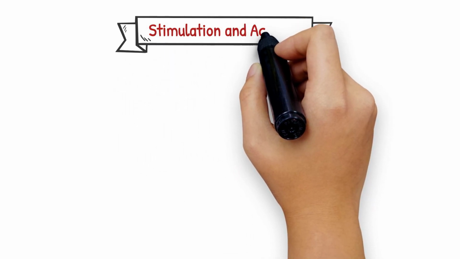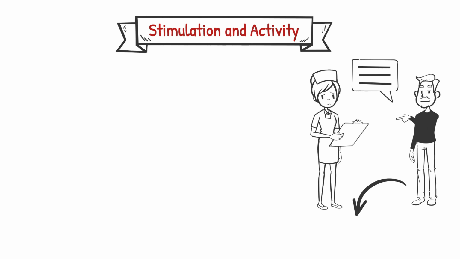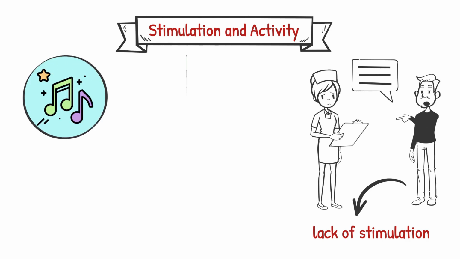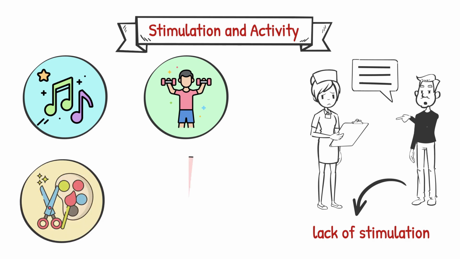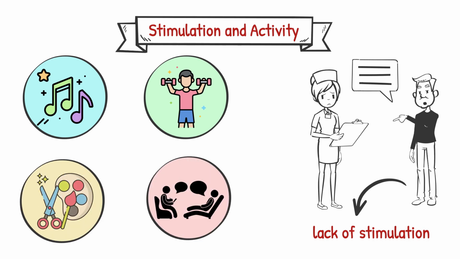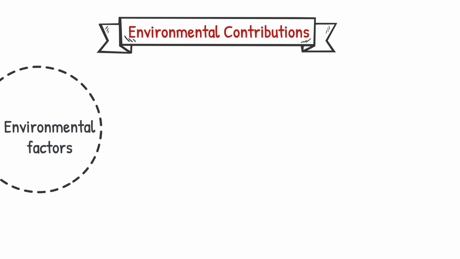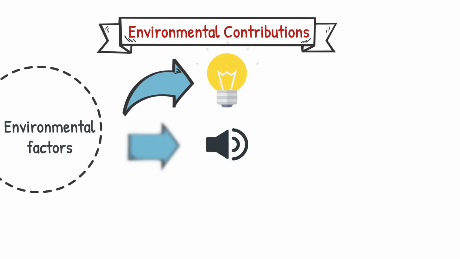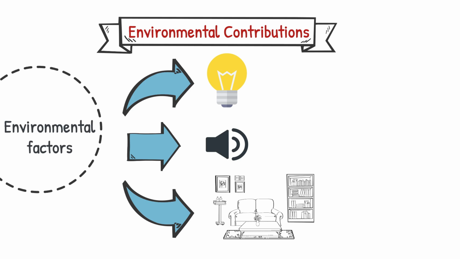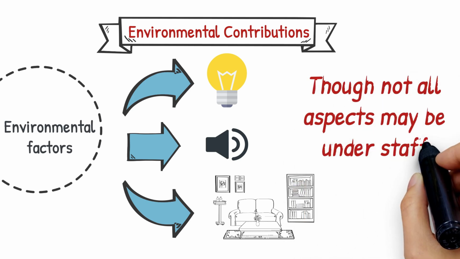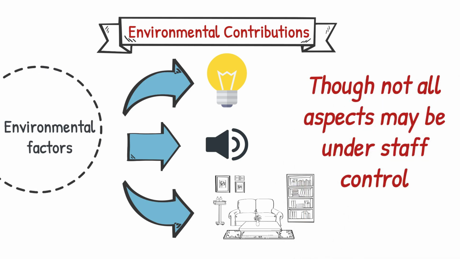Stimulation and activity. An underlying contributor to ISB can be a lack of stimulation. We'll explore how engaging activities, like music, exercise, arts and crafts, and reminiscence therapy, can redirect attention and provide necessary stimulation, addressing ISB's root causes. Environmental contributions. Environmental factors like lighting, noise, and room layout play a role, though not all aspects may be under staff control. We'll discuss what can be managed to create a supportive environment.